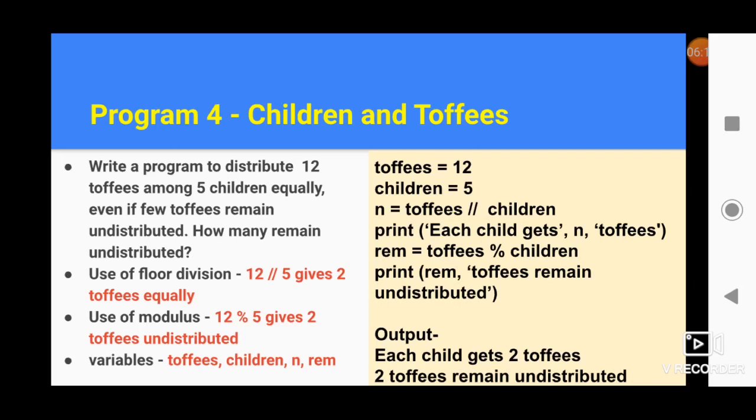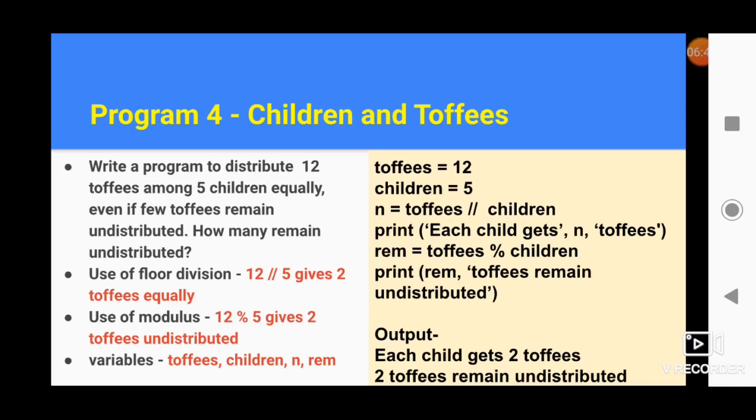Again we want to explain the output clearly to the user, so we print some string literals along with the variable REM. First we provide the variable REM to the print function, then there is a comma to separate it from the next item to be printed. The next item is a string literal, toffees remain undistributed, again enclosed in single quotes because it is a string literal. So this is how this program works, and the output of the program is also shown below the program.